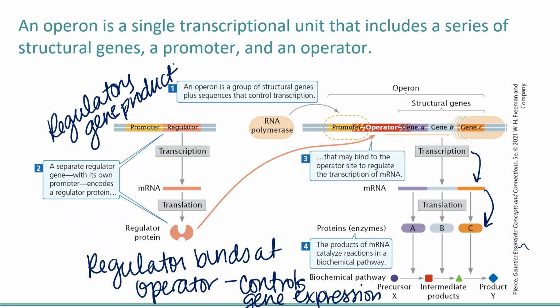Now, these structural genes are usually related. So they're doing something within the same or very similar biochemical pathway. So for example, they might each be regulating a step in the same biochemical pathway. So they're not completely unrelated genes or genes that have nothing to do with each other. They're genes that are all going to be used together, which is why they can be controlled by that same promoter and same operator.